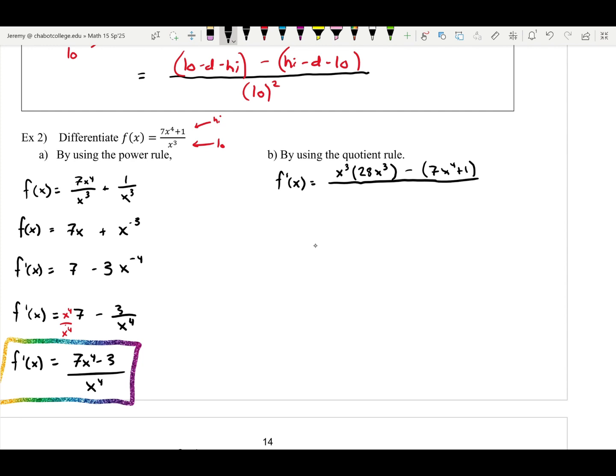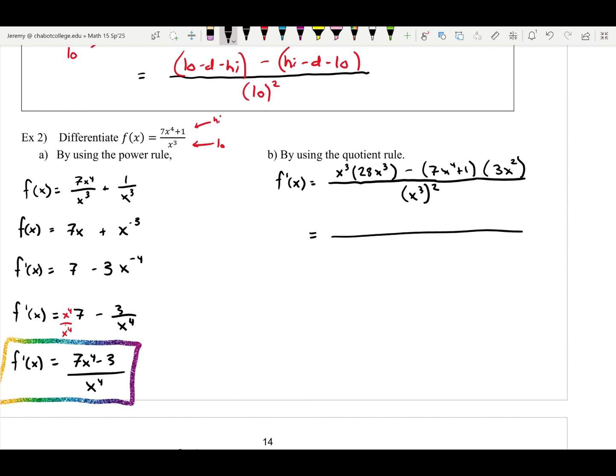minus high d low, so 7x to the 4th plus 1, so that's high. Now the derivative of the bottom is just going to be 3x squared. Divided by low squared, so that'll be x to the 3rd squared.